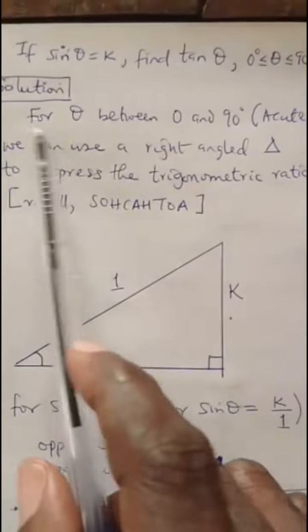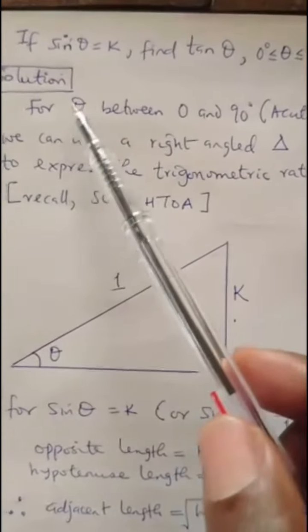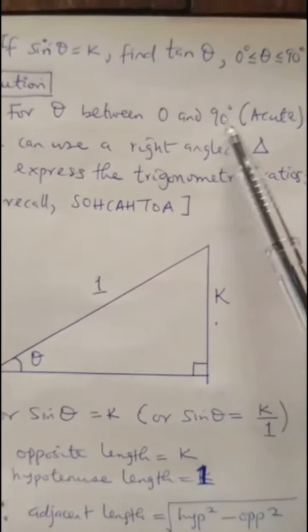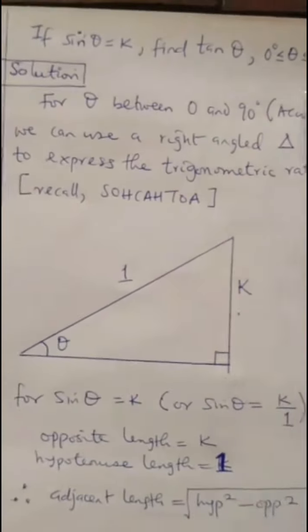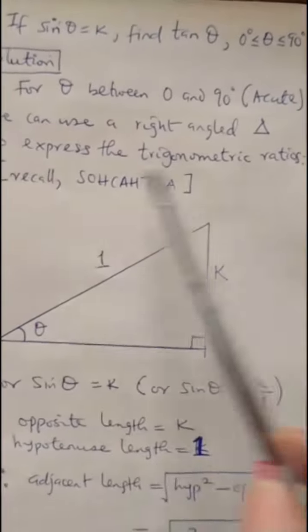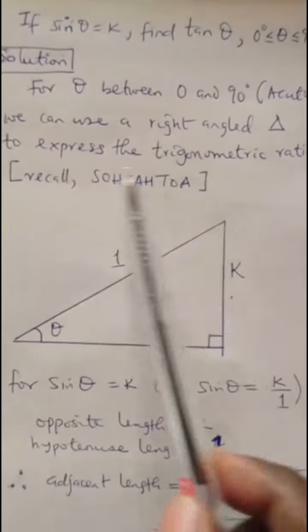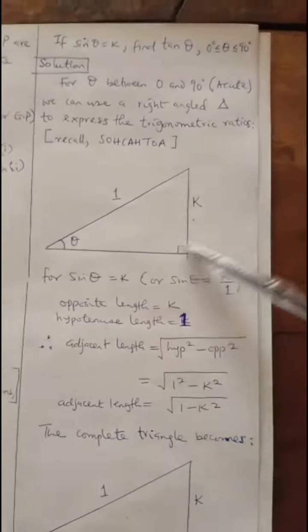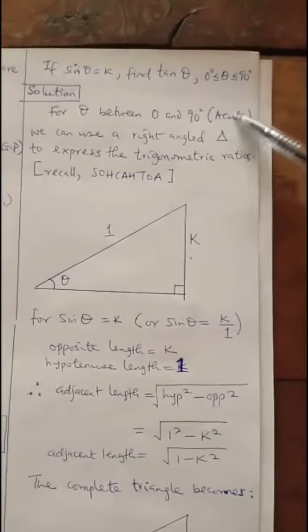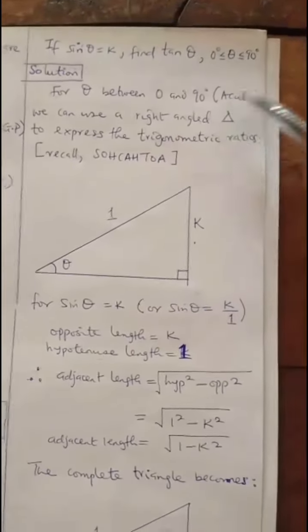Theta is just simply an unknown angle. So for this unknown angle that is between 0 and 90 degrees, that means it's an acute angle. You can use the right angle triangle for acute angles to express the trigonometric ratio. Remember your trigonometric ratios, SOH CAH TOA. Now from the question, you have your right angle triangle, because it's an acute angle. An angle between 0 and 90 degrees is an acute angle.